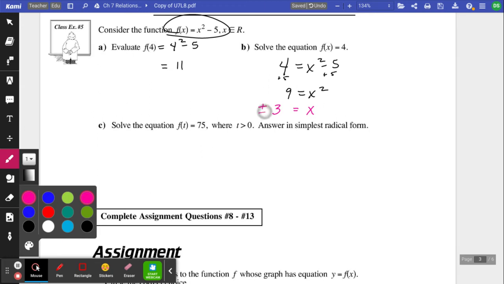Yes, plus or minus 3, because isn't it true that you could take a negative 3 and square it and still get a 9? Yes, you will lose marks if you don't put plus or minus 3.